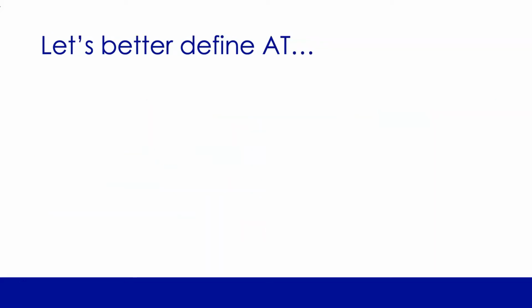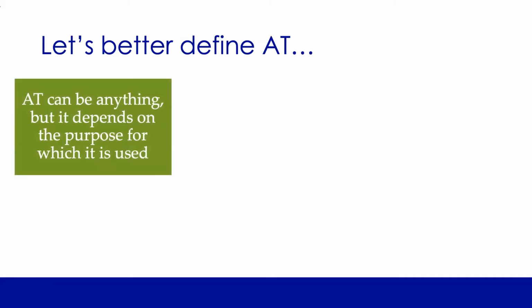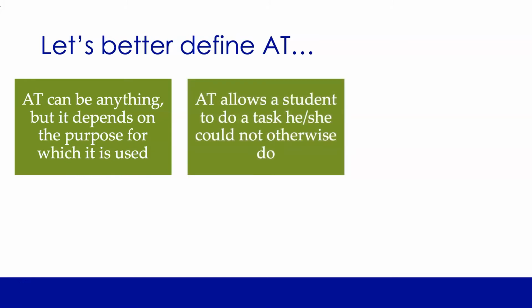Let's better define AT. AT is kind of a complex concept. First and foremost, as we talked about before, assistive technology can be anything, but it depends on the purpose for which it is used. Assistive technology really allows a child to do a task that he or she could not otherwise do. The classic example is a pair of glasses. If I take my glasses off, I may be unable to read what's on the board, see signs within the classroom, or engage socially because I'm not able to get some of those visual cues that engage in communication.